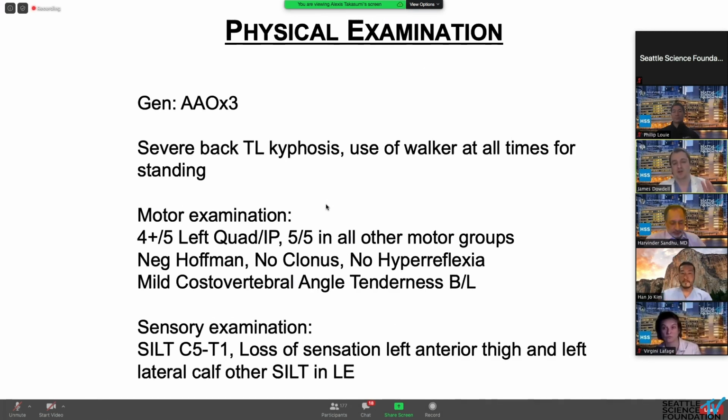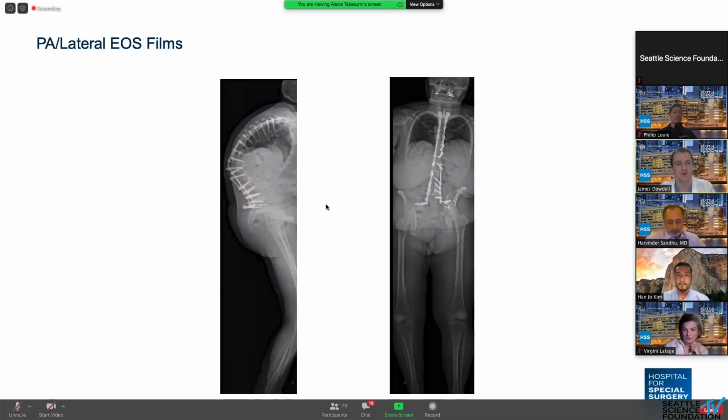For physical examination, she's got severe thoracolumbar kyphosis. A motor exam, she's 4+ out of 5 on left quad and iliopsoas, but no other upper motor neuron signs. Sensory examination, she's got some loss of sensation in left anterior thigh and left lateral calf, but those are both related to the schwannoma resection that she had previously, and there's nothing changed since her second surgery.